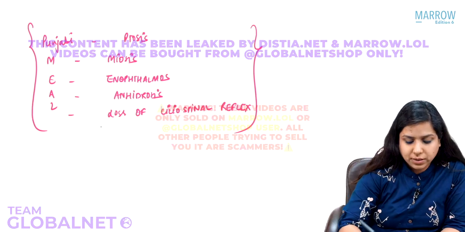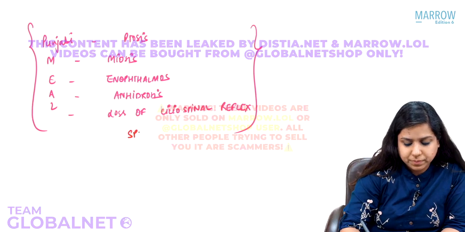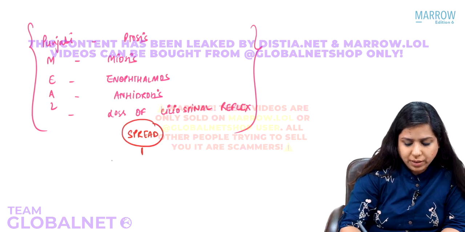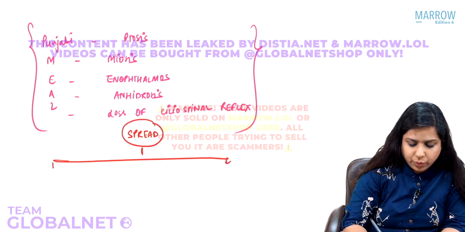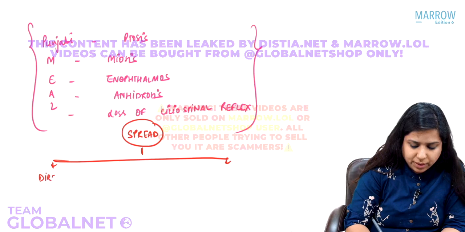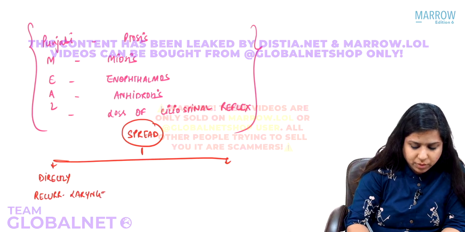Then lung cancer spread. The spread of lung cancer. Now it can spread where? It can spread directly to the recurrent laryngeal nerve.